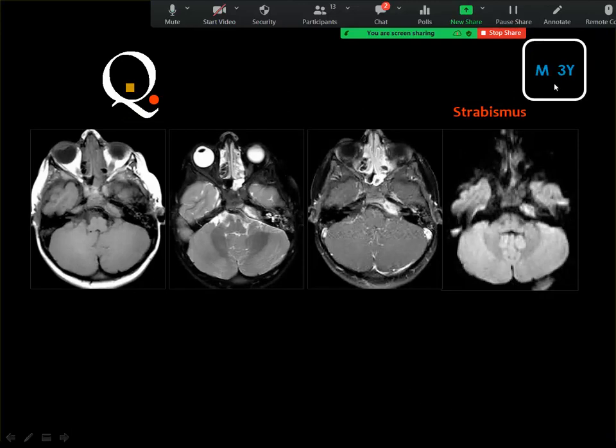This is a child, 3 years old, with strabismus, and this is MRI of the brain, including also the vitreous bone.